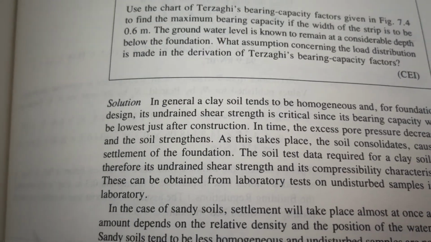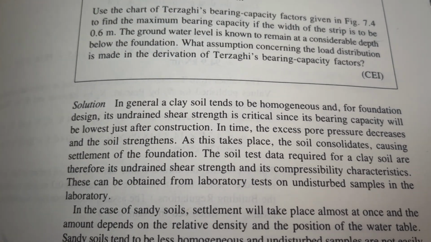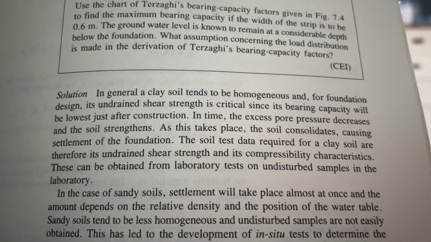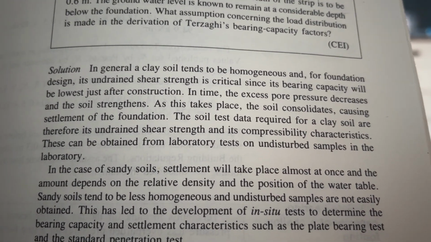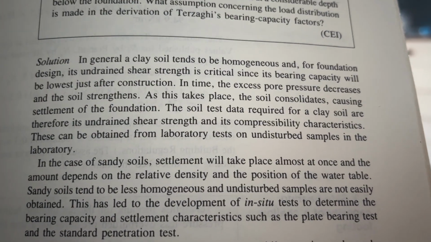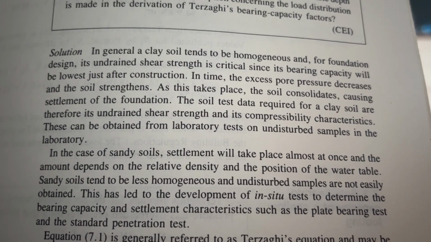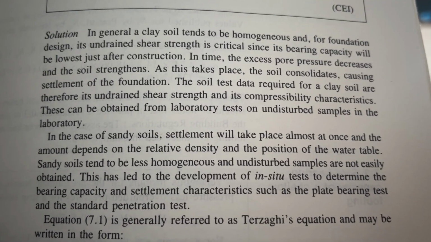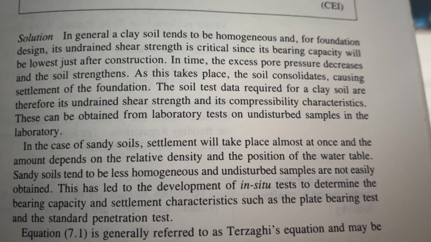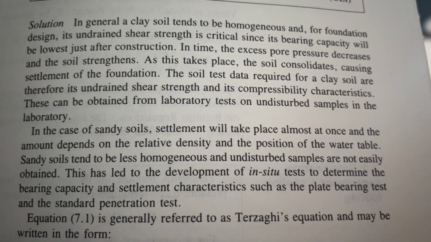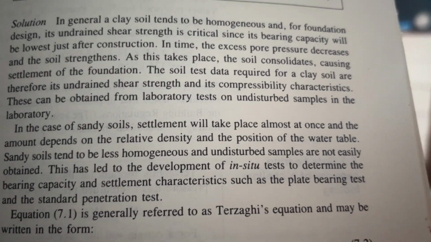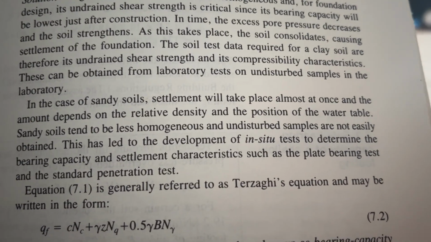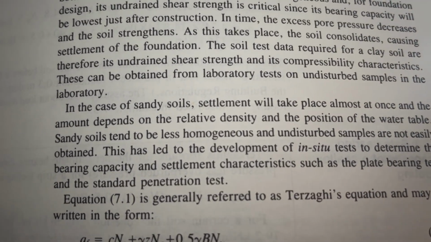Solution. In general, a clay soil tends to be homogeneous, and for foundation design, its undrained shear strength is critical, since its bearing capacity will be lowest just after construction. In time, the excess pore pressure decreases and the soil strengthens. As this takes place, the soil consolidates, causing settlement of the foundation. The soil test data required for a clay soil are therefore its undrained shear strength and its compressibility characteristics. These can be obtained from tests on undisturbed soil samples in the laboratory.